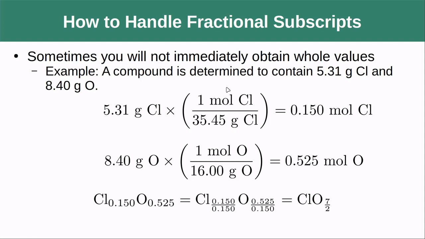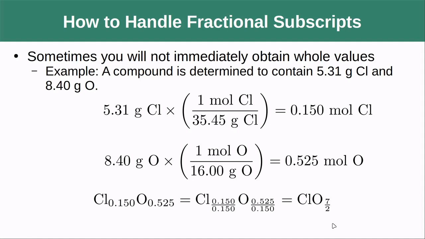So in this example, we're given some information where a compound contains 5.31 grams of chlorine and 8.4 grams of oxygen. I divide by the molar masses, which I looked up again in the periodic table. I made sure that my units canceled, that I'm in moles. I place them in here. I divide by the smallest of those subscripts. And what I wind up with is something that's got a 0.5 on it. So this would have been 3.5. I've written it here as 7/2.